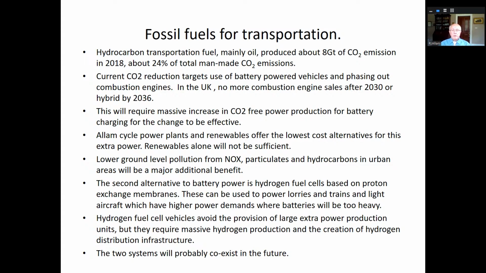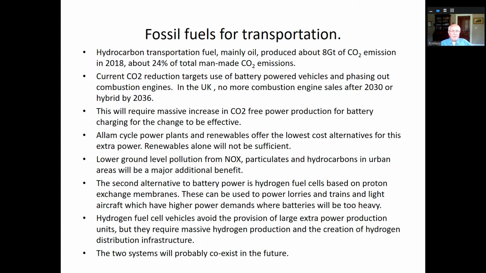The second alternative to battery power would be based on hydrogen fuel cells. And this is where we start to talk about the hydrogen economy. These things are based on proton exchange membranes, which operate at temperatures of around 70 or 80 degrees centigrade. And these can be used to power lorries and trains and light aircraft, which have power demands where batteries would be too heavy. Think of the amount of emission from ships, which all run on various types of hydrocarbon fuel. So trying to drive a ship with batteries would be quite impossible.